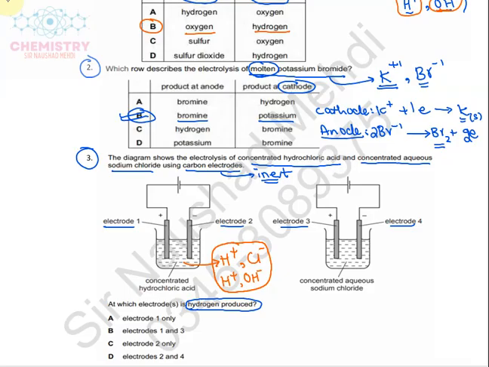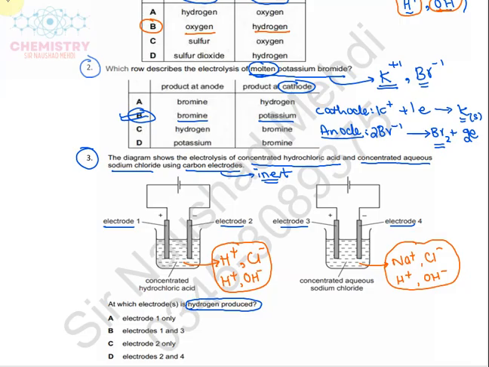Now the second electrolyte is concentrated aqueous sodium chloride. Concentrated means that water is present, right? In sodium chloride you will have 2 ions, Na plus and Cl minus, and since it is also aqueous, you will have H plus and OH minus also. So again you have the 4 ions present in this electrolyte also, right?